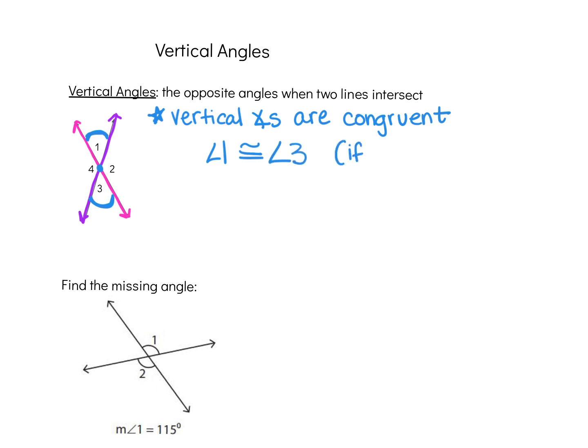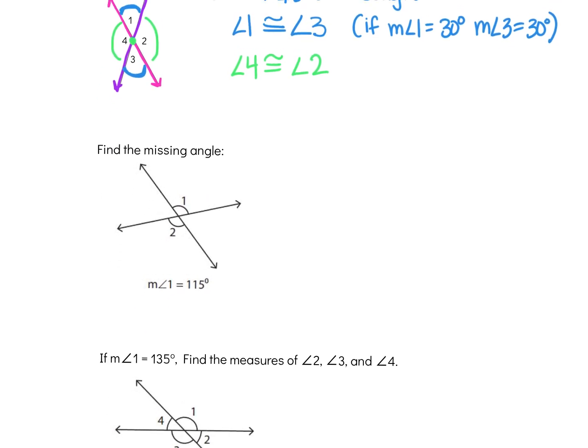What does that mean? That means if the measure of angle 1 equals 30 degrees, then the measure of angle 3 also equals 30 degrees. That means they're congruent. 4 angles form when two lines intersect. So we also have angle 4 and angle 2, and they are also across from each other at this intersection point. So angle 4 is also congruent to angle 2. We're going to use this relationship to find missing angles.